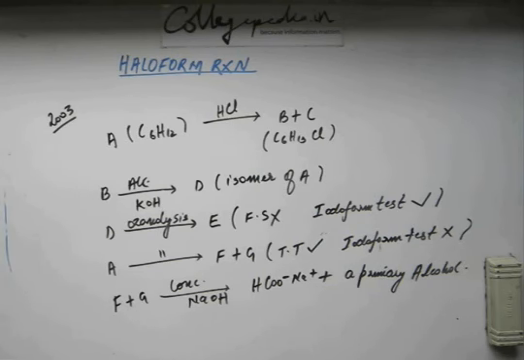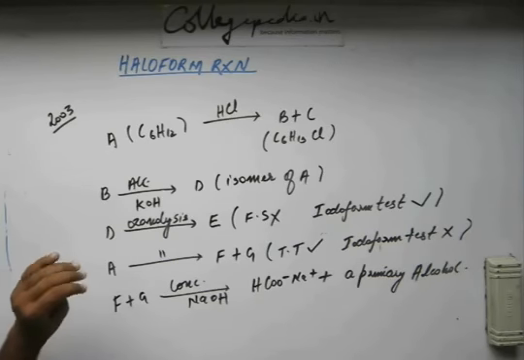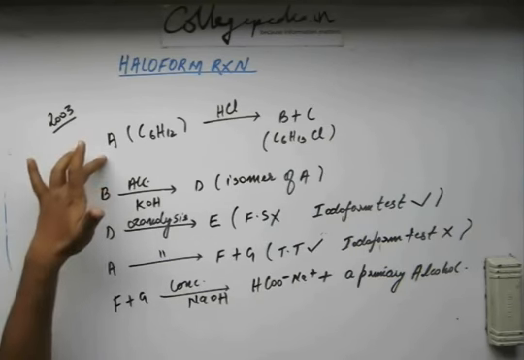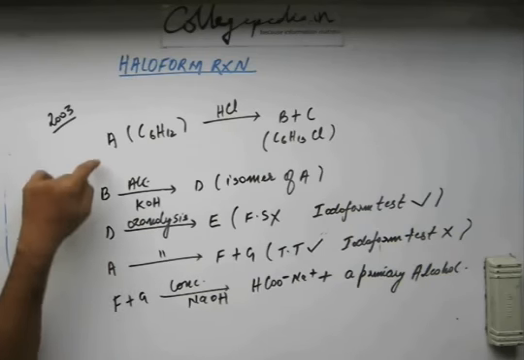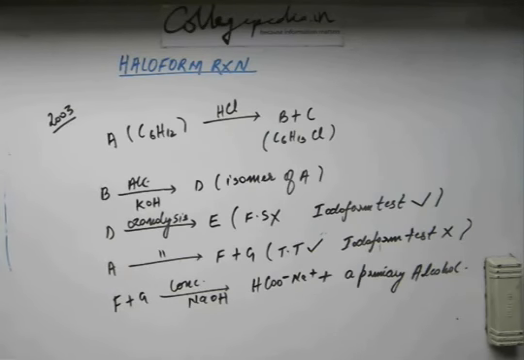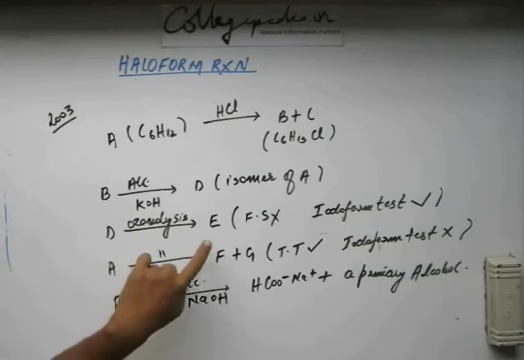Now, to solve this problem, how and from where will you begin? You can begin from two places. Either you can start to think of A, or you can start to think of F and G. Because the molecular formula of A is given, it's better to start from A and think of the possible structures of A. And there's a hint here that on ozonolysis of D, you're getting E.